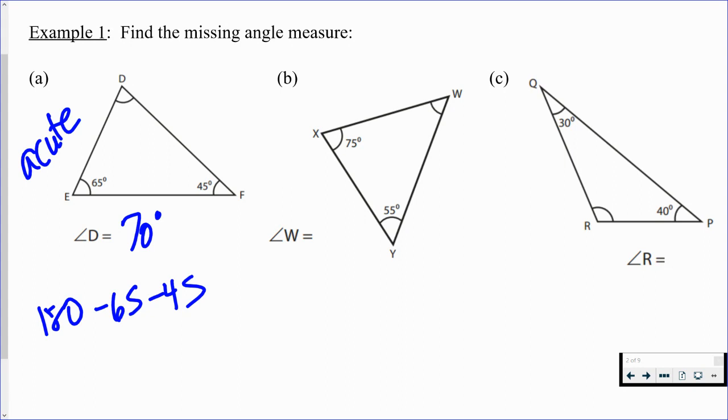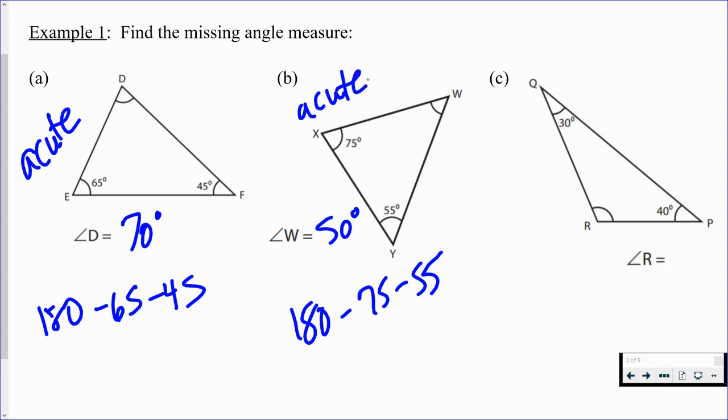Part B, we have two angle measures. We have 75 and 55, so we want to take both of those away to get angle W. 180 minus 75 minus 55. That would leave 50 degrees for angle W. Again, all three angles are acute, so this is an acute triangle. We can't classify on sides because we don't have side measures. Let's take a look at part C.